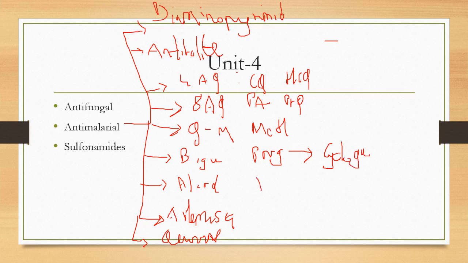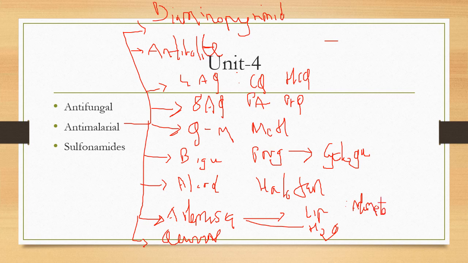The most commonly used are halofantrine and lumefantrine. Artemisinin derivatives are basically divided into two types: lipid soluble and water soluble. Lipid soluble is mainly artemether. These are some of the drugs developed in the CDRI, Lucknow, that is the Central Drug Research Institute. And the water soluble is artemisinin, which was further converted into dihydroartemisinin.